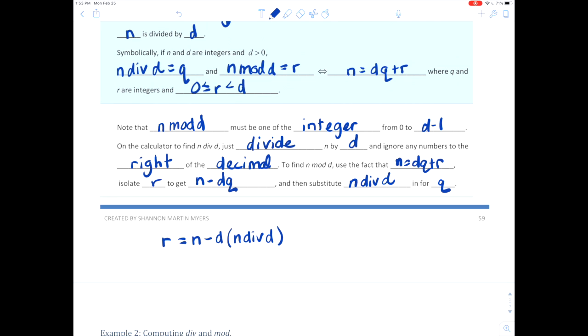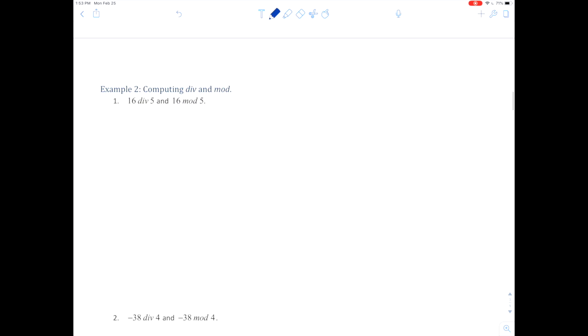Groovy? All right, so next up we have, let's compute these guys, 16 div 5 and 16 mod 5. All right? So, all right, what do we know? We know that n div d is q, right?